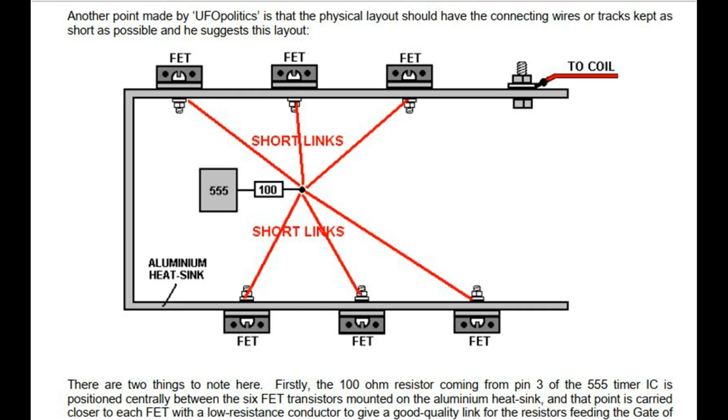There are two things to note here. Firstly, the 100 ohm resistor coming from pin 3 of the 555 timer IC is positioned centrally between the 6 FET transistors mounted on the aluminium heatsink, and that point is carried closer to each FET with a low resistance conductor to give a good quality link for the resistors feeding the gate of each FET.